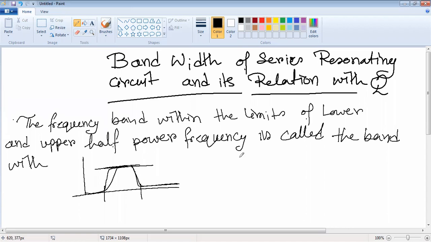And for the parallel, you can see this is in this state, and in the series, this is in this state. So you can remember this: for the series circuit, this is a band pass, and for the parallel circuit it will be the band reject. Just remember this.